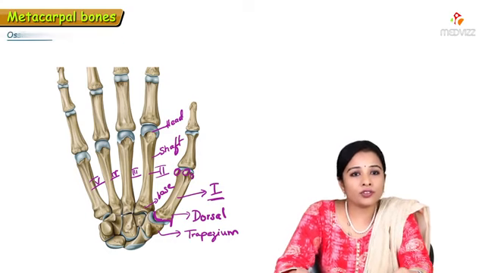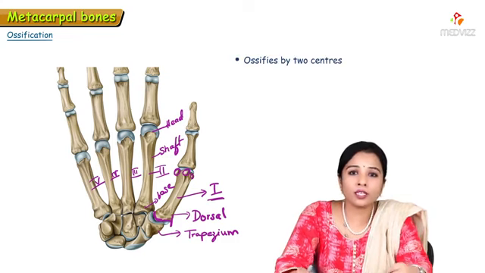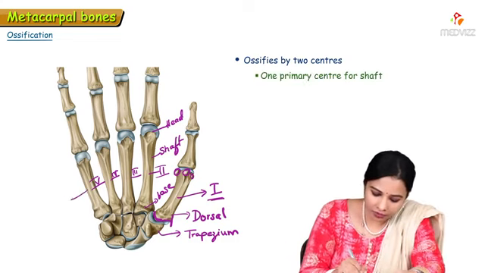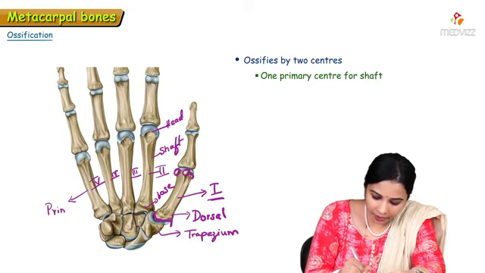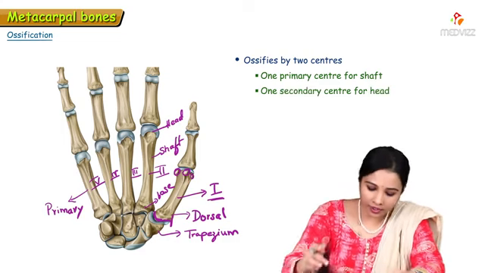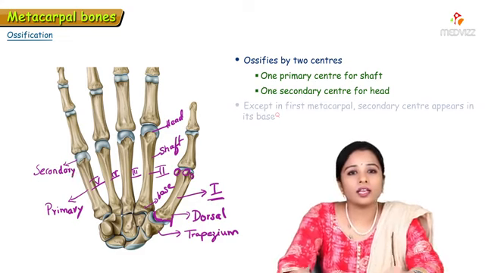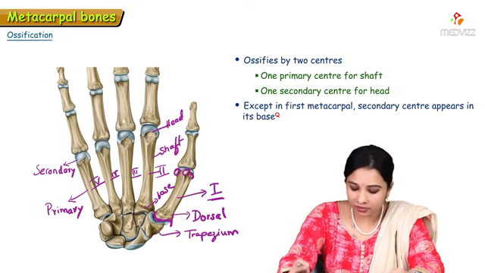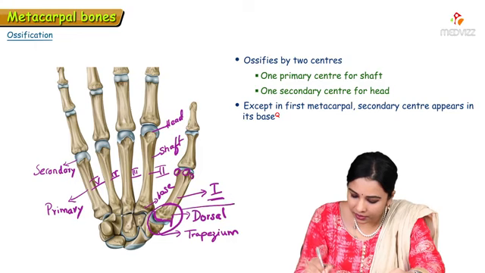Let's see about the ossification of these metacarpals. Each metacarpal ossifies by 2 centers, one primary center which appears for the shaft before birth, and one secondary center for the head. Except the first metacarpal, where the secondary center appears for the base.